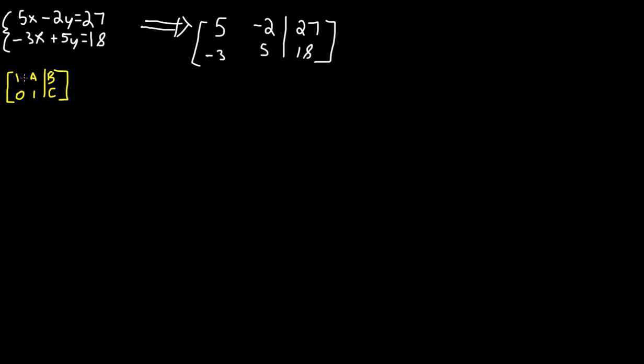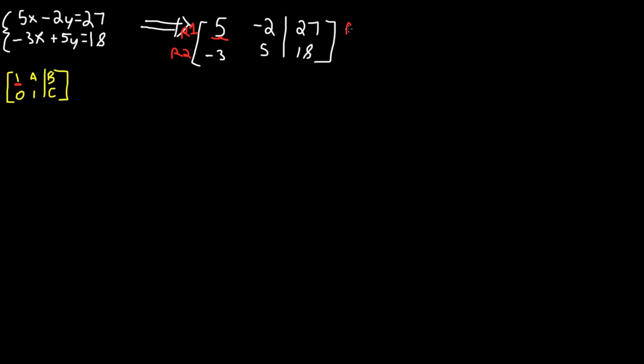We want to get diagonal ones, we want to get a 0 under the 1, and these ABCs are just integers or any real number. So the first step, what do we want to do to the first row? Again, I'm going to label this row 1 and this row 2. This 5, we want to make that into a 1. So the easiest way to do that is to divide all of row 1 by 5.